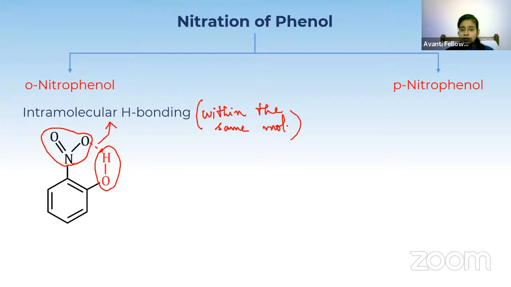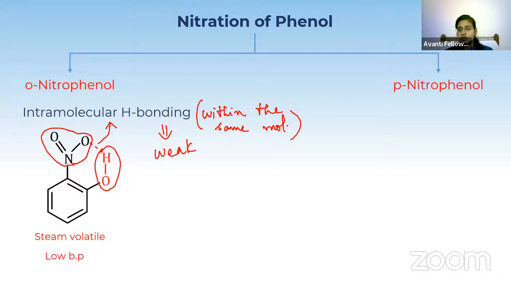This intramolecular hydrogen bonding is weak. It is not a strong bond. If it is a weak bond, the molecule is steam volatile in nature. What is meant by steam volatile? They will get evaporated very easily, at very low temperature. It means the boiling point of the species is very low. At a very low temperature itself, the compound can become volatile. So this is about ortho-nitrophenol.